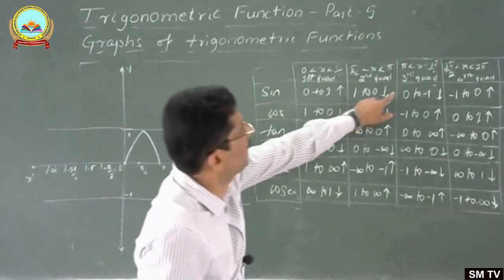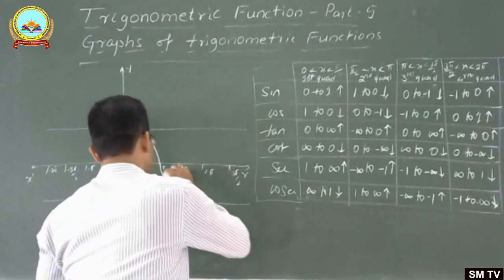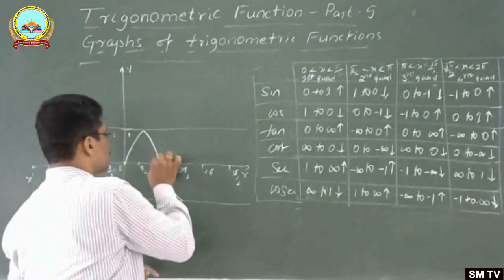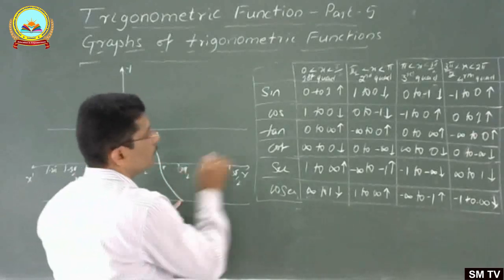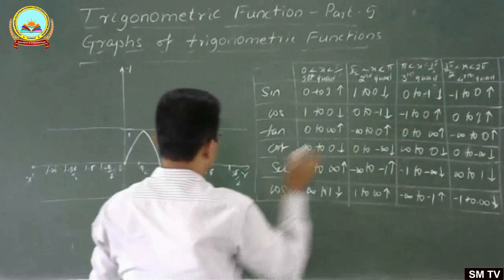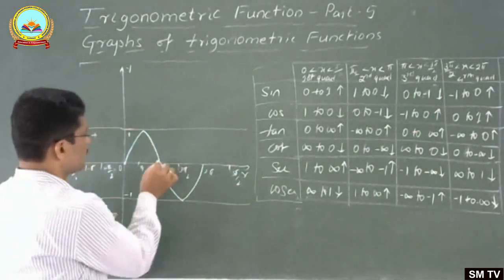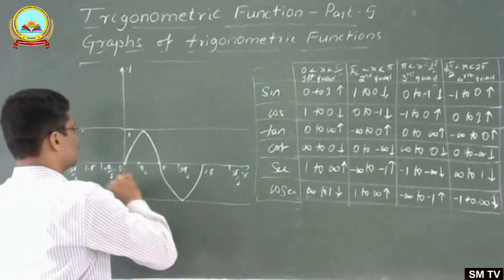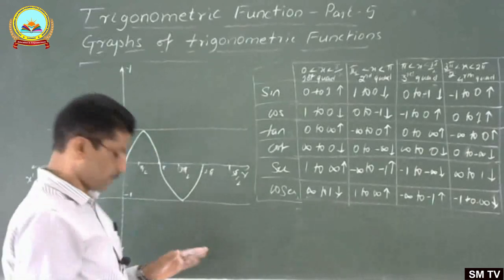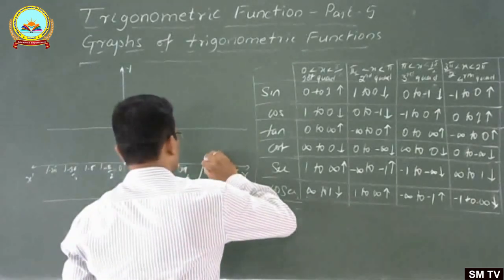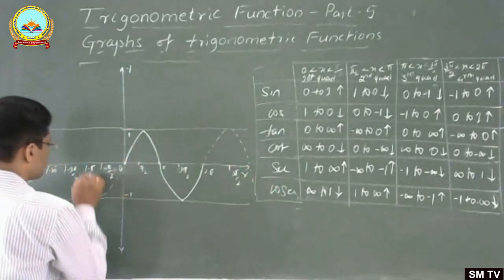So, remember. And in the third quadrant, 0 to minus 1 is again decreasing. The curve changes direction, from convex to concave. Next, again, in the fourth quadrant, from 3 pi by 2 to 2 pi, it is increasing from minus 1 to 0. In one cycle, the graph of the sine function is like this. The trigonometric functions are periodic functions with period 2 pi. Therefore, again draw the continuation to get the graph of the sine function. This one is the wave cycle form.